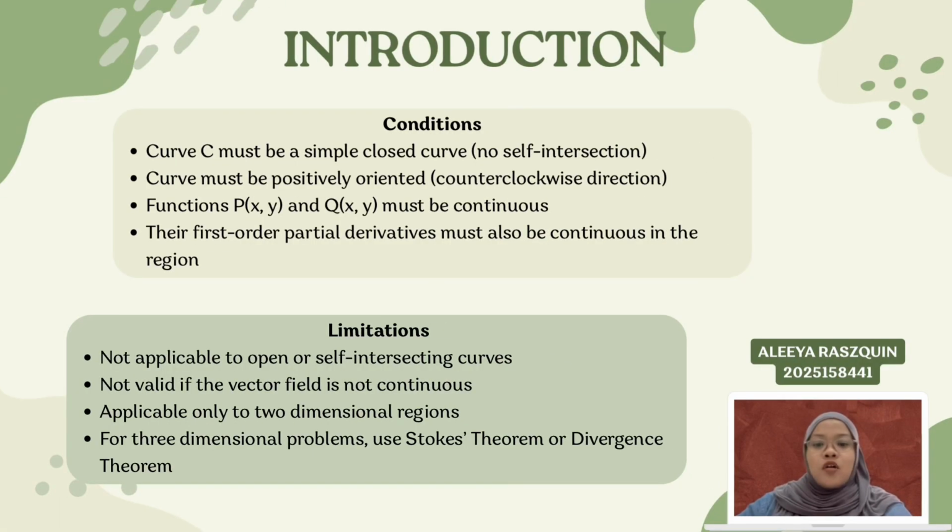Next, the last section for the introduction. Green's Theorem can only be applied when some conditions are satisfied. Firstly, the curve C must be a simple closed curve, meaning that it forms a complete loop without crossing itself. Other than that, the curve must also be positively oriented, which means it travels in a counterclockwise direction so that the enclosed region remains on the left side of the path.